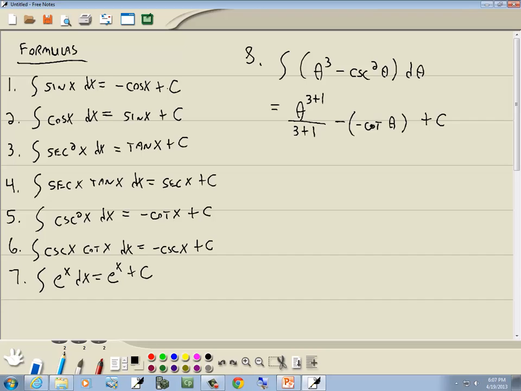Now notice I put that inside of parentheses because this negative just carried down and this negative came from the formula. Well, 3 plus 1 is 4, so that gives us 1/4 theta to the fourth. Negative negative, so plus cotangent theta plus c. And that's our answer.